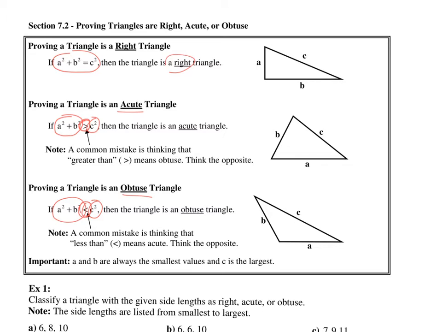Now, a lot of students mix up their answers for these types of problems. How do you know which one's acute, which one's obtuse? A lot of students think less than means acute and greater than means obtuse, because less than is smaller and greater than is bigger. That's not the case here. You want to think the opposite. So greater than means you have acute, less than means you have obtuse. All right, let's do some examples.